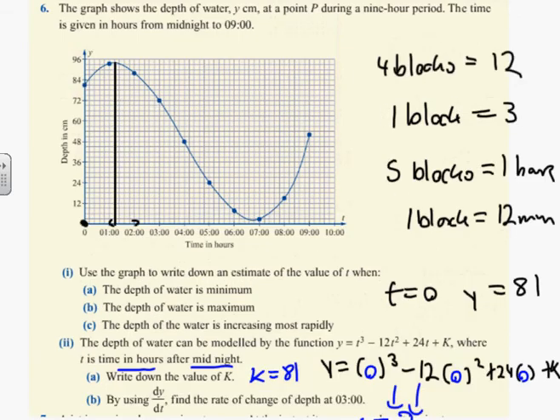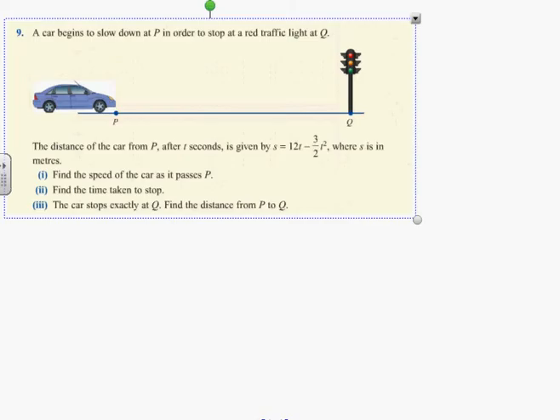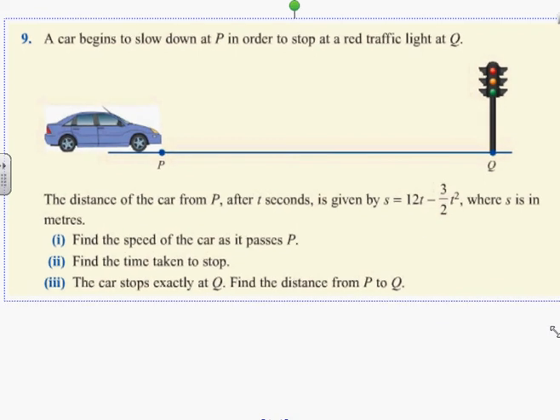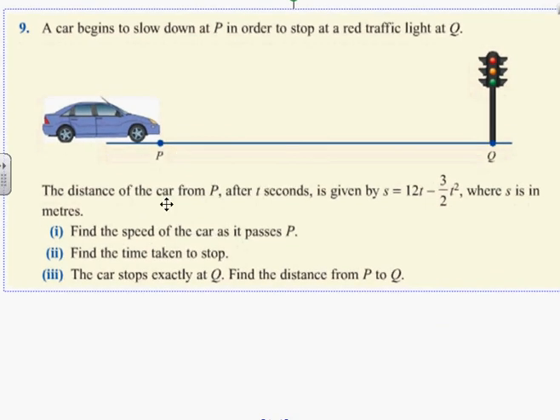Alright, moving on to number 9. A car begins to slow down in order to stop at a traffic light at Q. The distance from P after t seconds is given by s equals 12t minus 3t squared, where s is the distance in meters. Find the speed of the car as it passes by P.